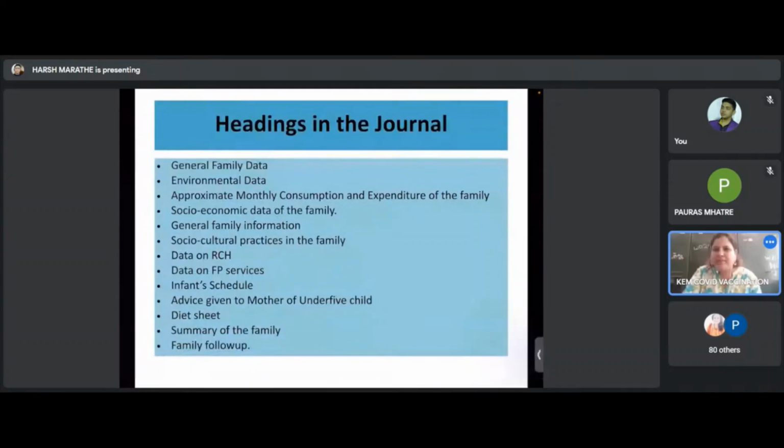The most important part is the summary of the family: the highlights or the positive points, and the important socio-cultural practices which you have seen in the family. Any specific diseases you have identified in the family, you have to mention in the summary.